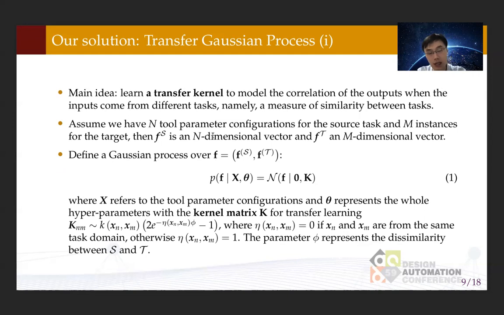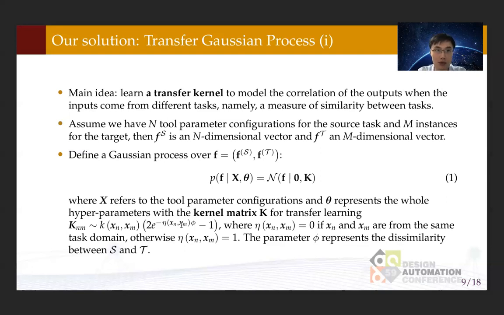The intuition behind the kernel definition is that this additional factor makes the correlation between points of different tasks less than or equal to the correlation between the ones in the same task. If two configuration points, xn and xm, come from the same task, the factor becomes 0, and consequently, if they come from different tasks, it becomes 1.